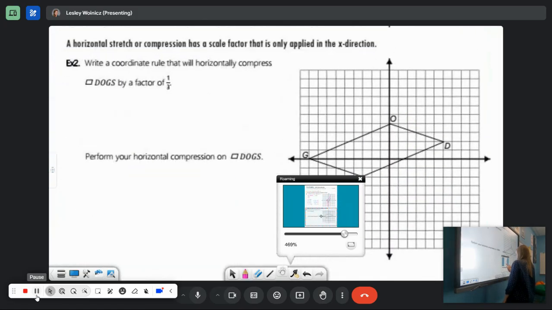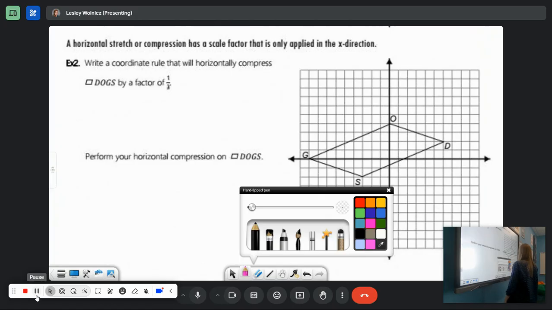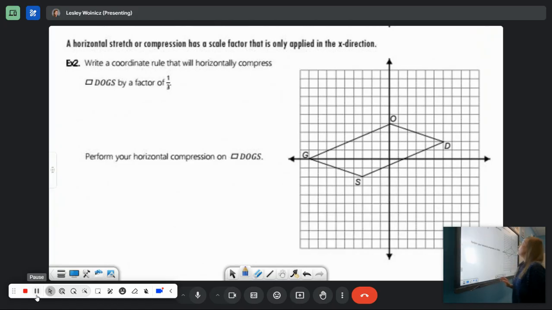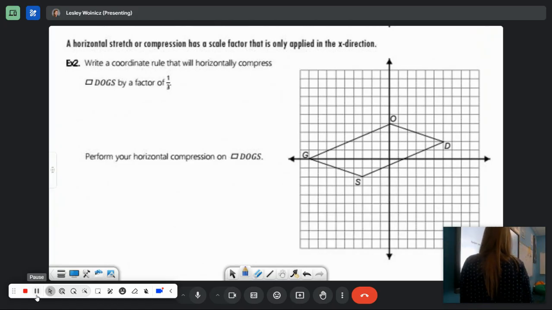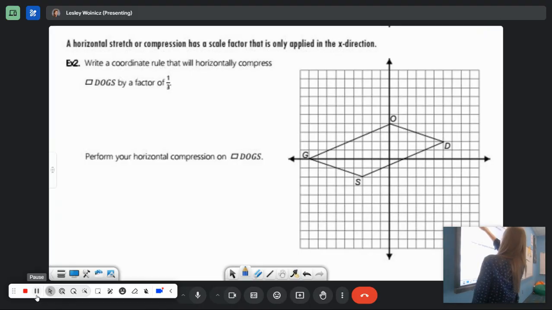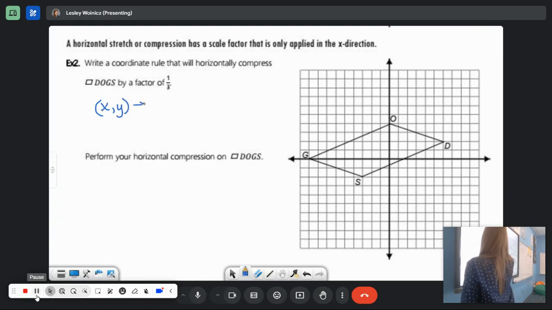Let's try this one. We are going to write a coordinate rule that will horizontally compress parallelogram dogs by a factor of 1/3. So we have to write our own rule. So x, y, maps to.